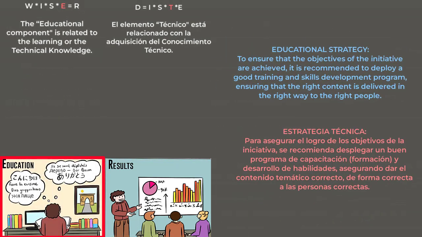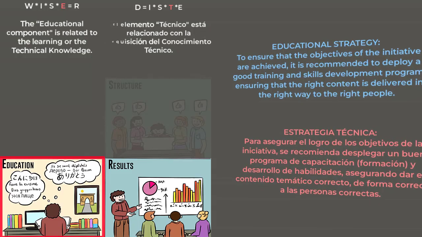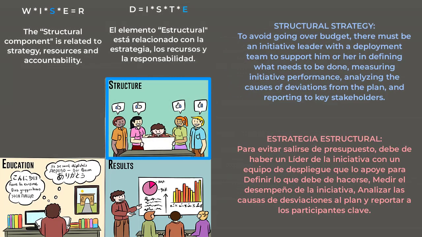E. Educational strategy. To ensure that the objectives of the initiative are achieved, it is recommended to deploy a good training and skills development program, ensuring that the right content is delivered in the right way to the right people. Structural strategy. To avoid going over budget, there must be an initiative leader with a deployment team to support him or her in defining what needs to be done, measuring initiative performance, analyzing the causes of deviation from the plan, and reporting to key stakeholders.